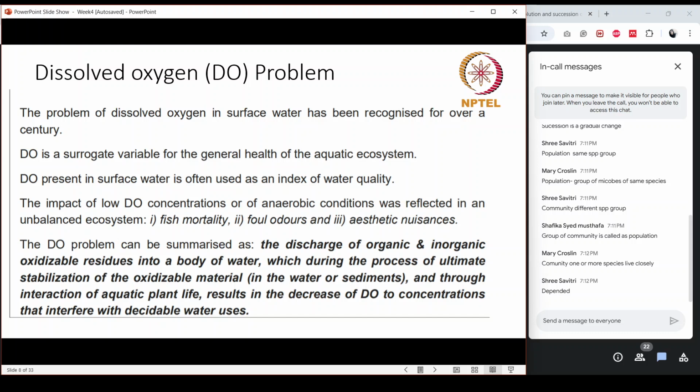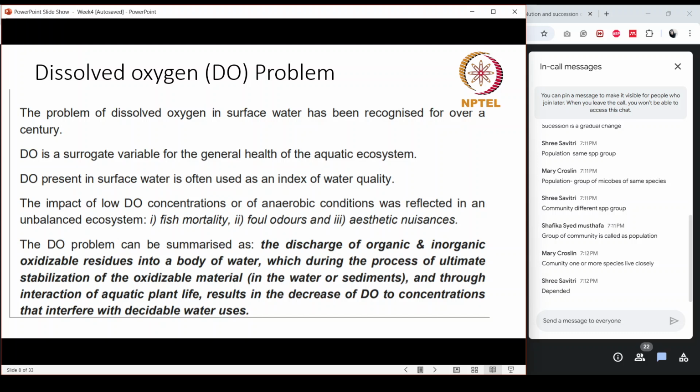So the DO problem can be summarized as the problem of organic and inorganic oxidizable residues in the water body, which, during the process of ultimate stabilization of oxidizable material in water or sediments and through interaction of aquatic plant life, results in the decrease of DO to concentrations that interfere with desirable water uses. So what happens? Due to excessive discharge of organic and inorganic waste into the water body. Like if I discharge a plastic, though it is organic, it is polyethylene, it will take a very long time to degrade. So it is not going to consume DO.